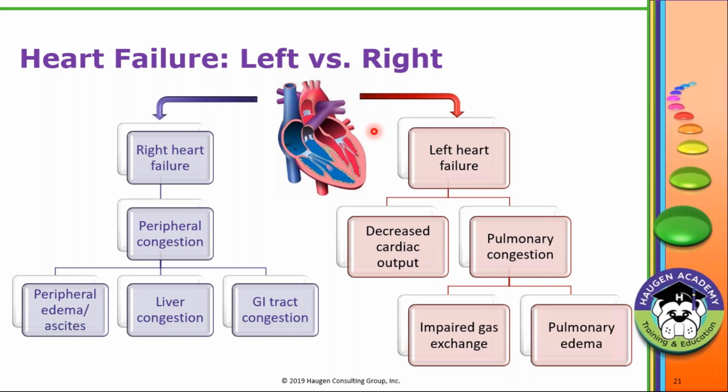So we then have patients with decreased cardiac output because that left ventricle, which is responsible for pumping blood to the rest of the body, is not pumping efficiently. And we're going to have pulmonary congestion because since it's not getting rid of that blood, it's going to back up somewhere. And the place that it is right before it gets to the left side of the heart is the lungs. So these are patients who have impaired gas exchange. They're not efficiently taking in oxygen and giving off carbon dioxide, and they also have pulmonary edema.